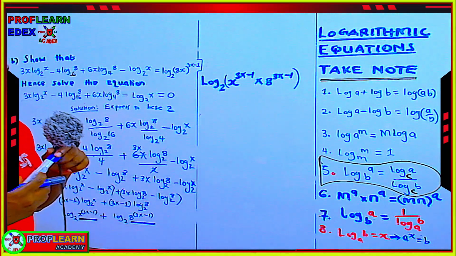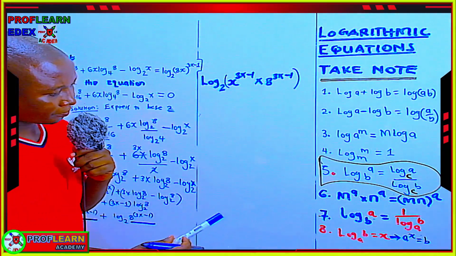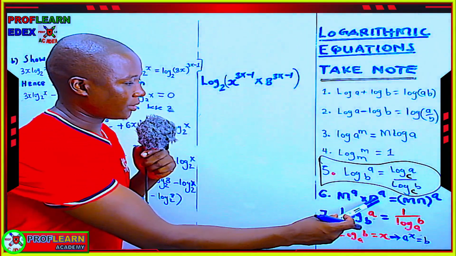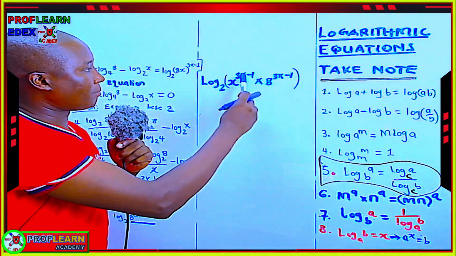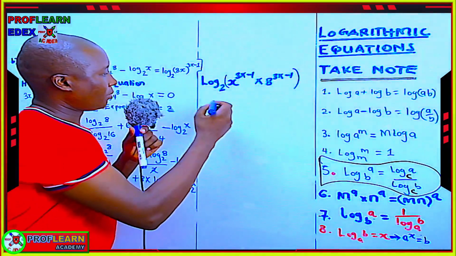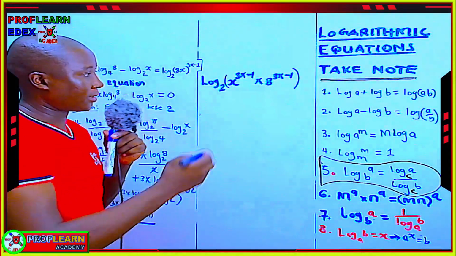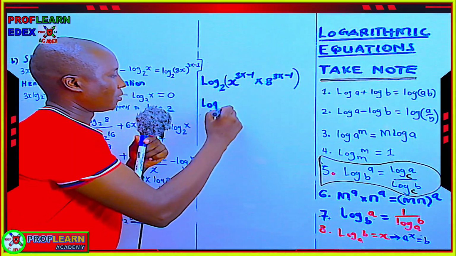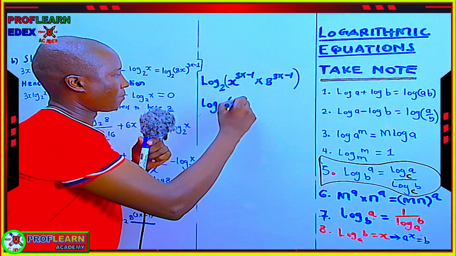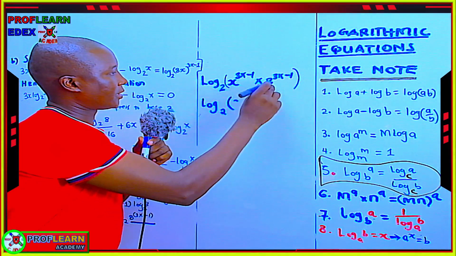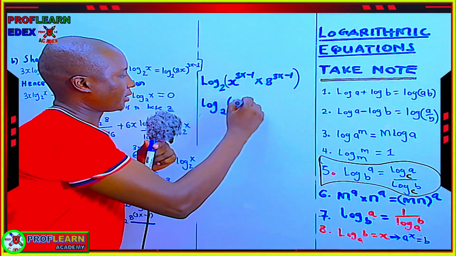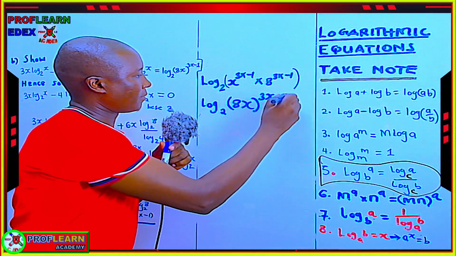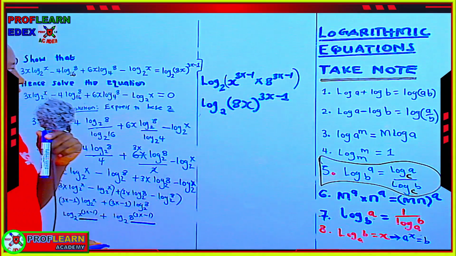So if I have this, I can say now this is going together that way. And using this rule here, that if m power a times n power a have the same powers, we can express this as log of x times 8, that would be 8x raised to power 3x minus 1, right?